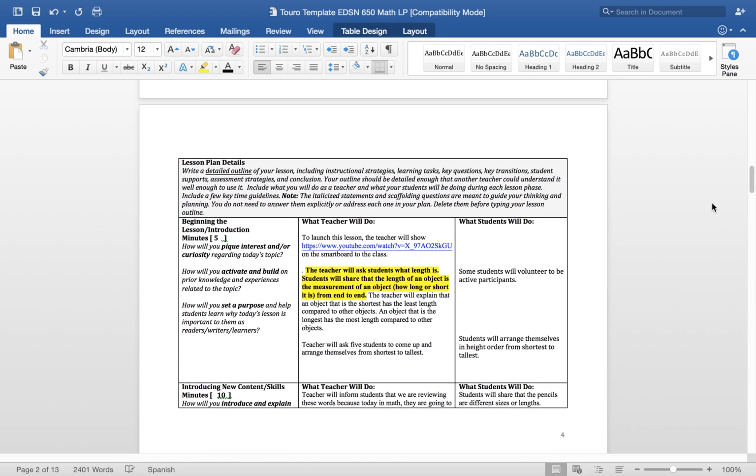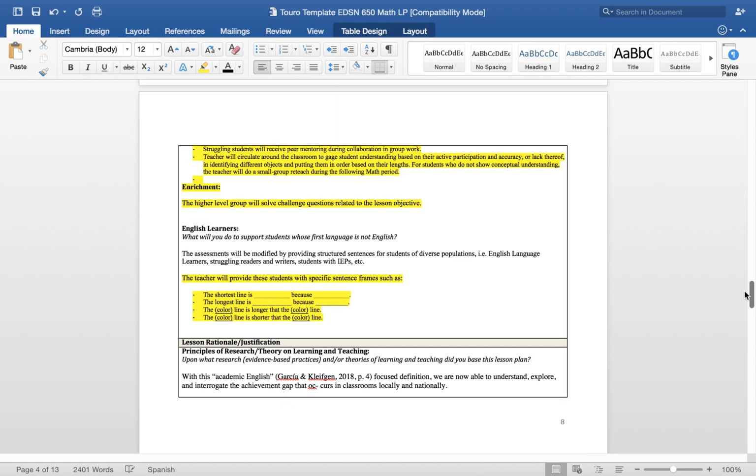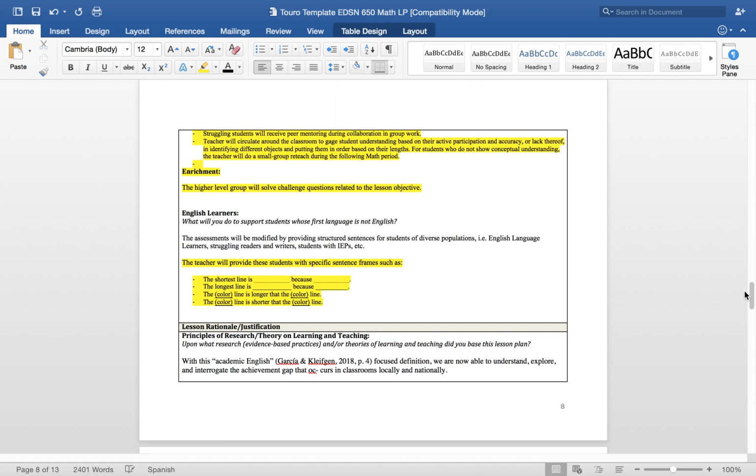Now the next revision that I made to this lesson plan is to include sentence structures for students that are English language learners. A lot of times I've noticed in my classroom that students know the answers, but they don't necessarily know how to express themselves or how to bring forward their answers, explain themselves.